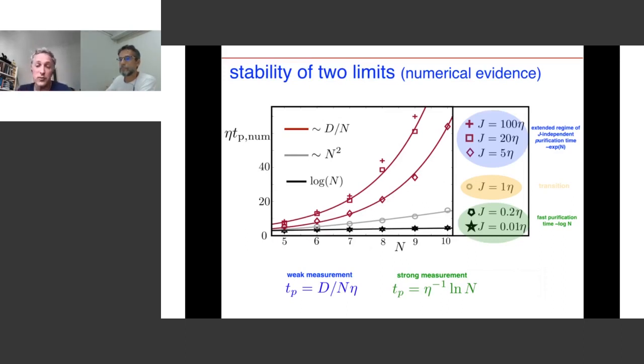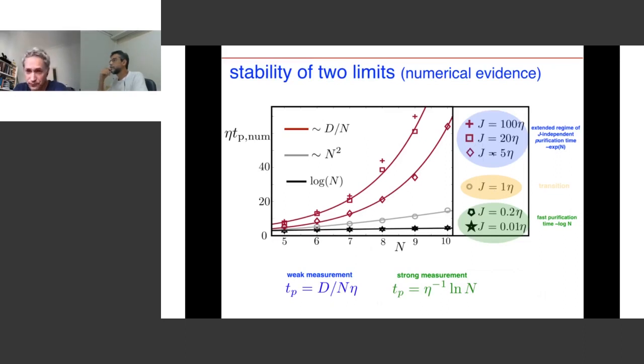So what we did here is we ran some numerics for different system sizes n and for different ratios J over eta, and we tried to see how the typical timescale for purification matches the predictions. Let's say the typical timescale for purification is defined by when the purity reaches 90% of its final value, when it's 0.9. And from this, we can extract the purification time for a given ratio J to eta and a given system size n. And for a given ratio J to eta, we can then see how the timescale for purification behaves in n. And what we find is that the predictions for strong and weak measurements actually describe quite well a very broad range of ratios J to eta.